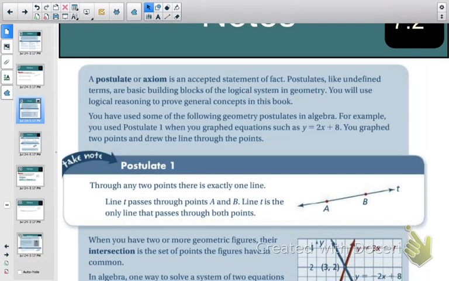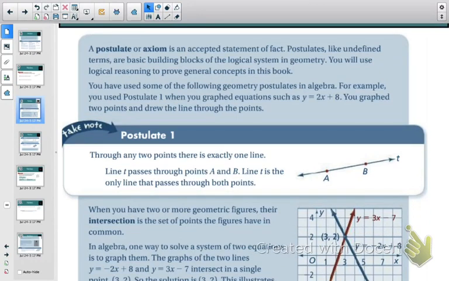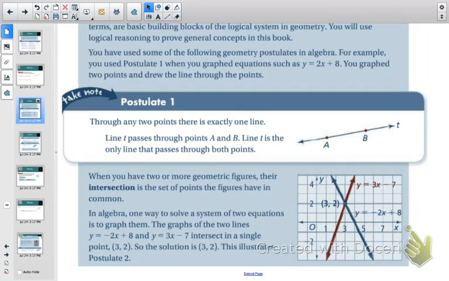Okay, a postulate or axiom is an accepted statement of fact. Postulates, like undefined terms, are basic building blocks of the logical system in geometry. Okay, so you've used some of the following geometric postulates in algebra. For example, you use postulate 1 when you graph the equation y equals 2x plus 8. You graph 2 points and drew a line through the 2 points. So postulate 1 says through any 2 points there is exactly one line. So if we have points A and B, there's only one line that goes through both of those points.